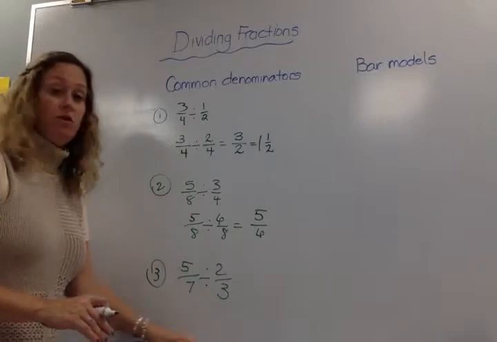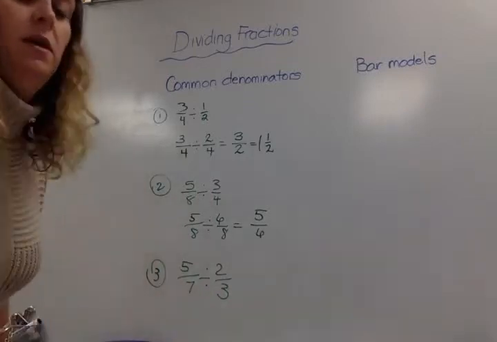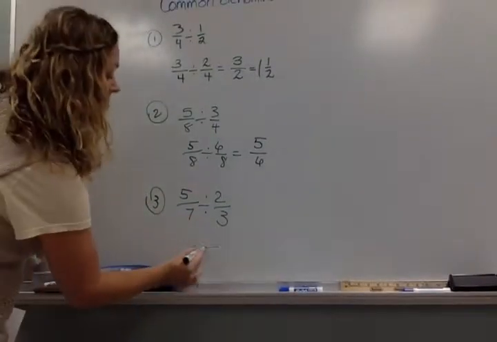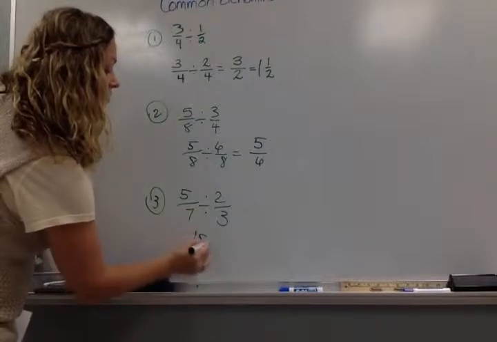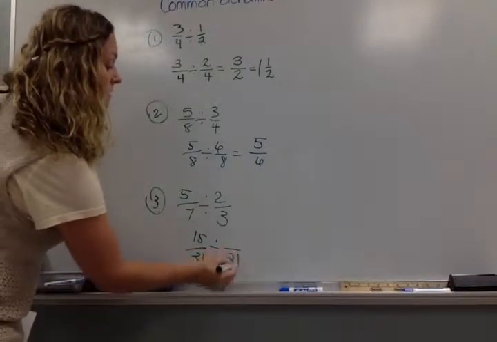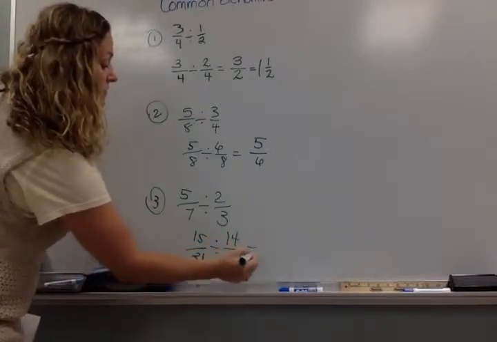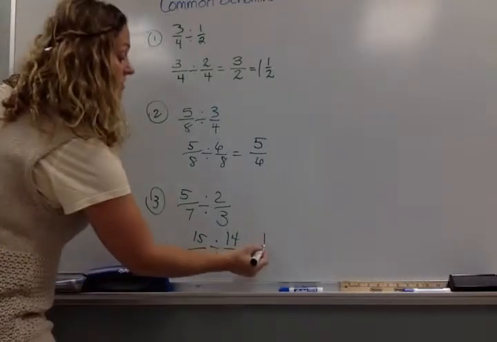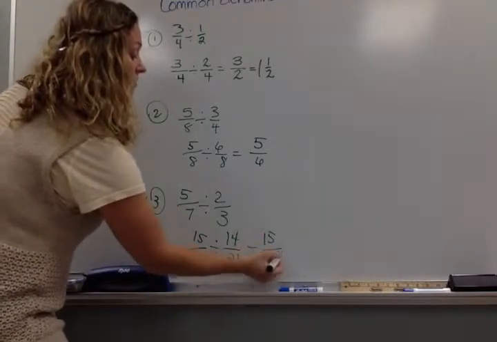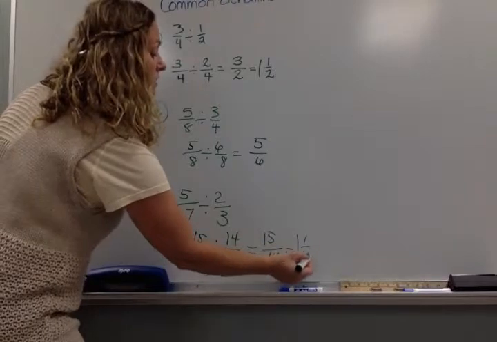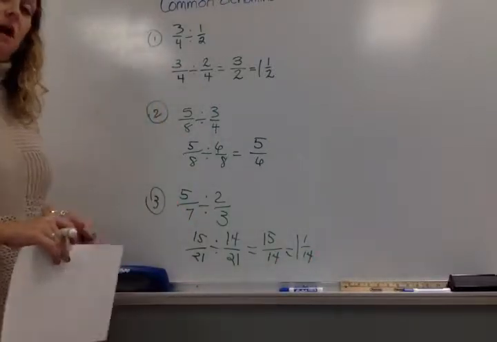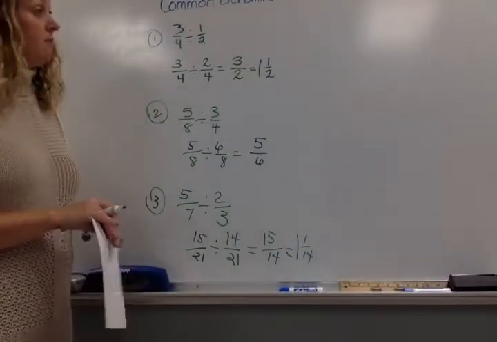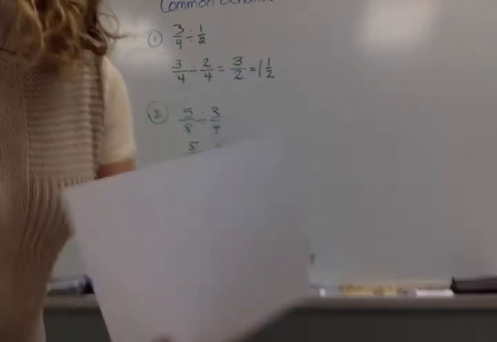Your new denominator hopefully should have been 21. So I'm going to rewrite this as 15/21 divided by 14/21. I rewrite my fraction as 15 divided by 14, which is the same as 1 and 1/14. And this is common denominators for division. Let's move on to bar models.